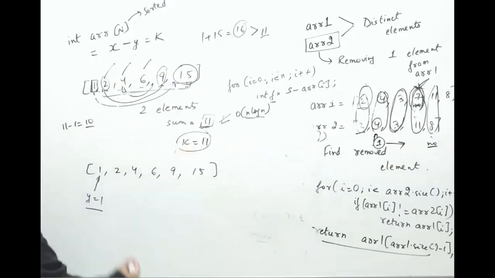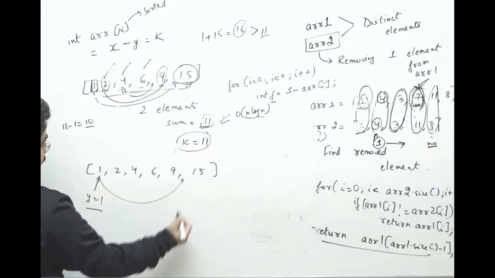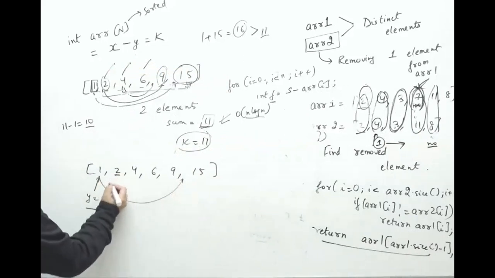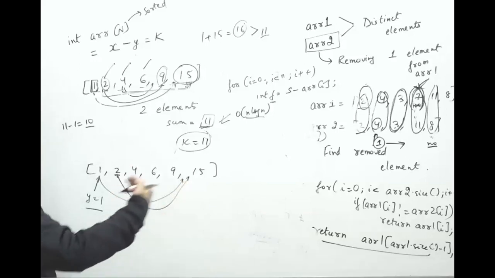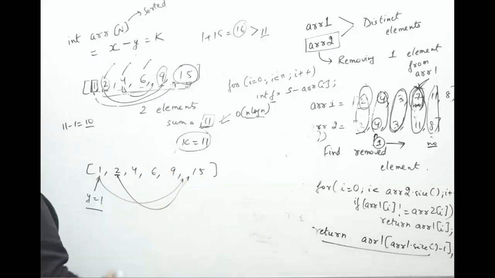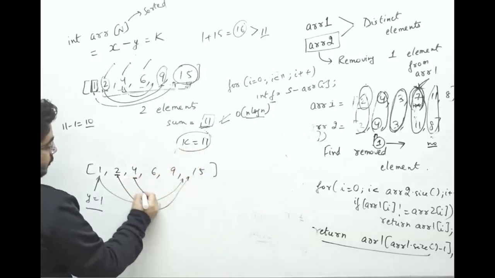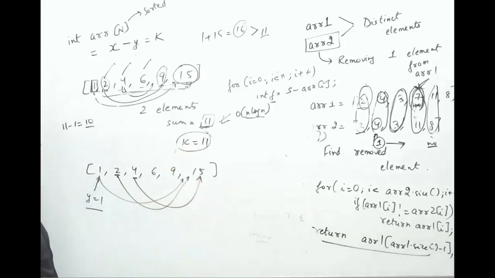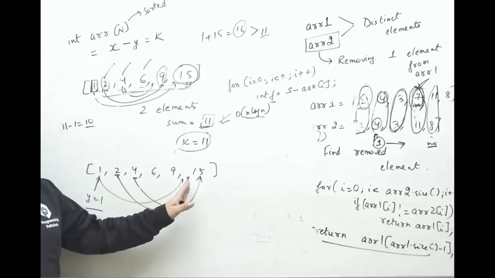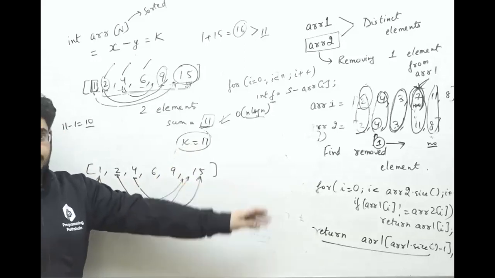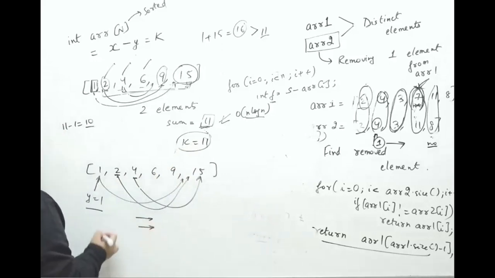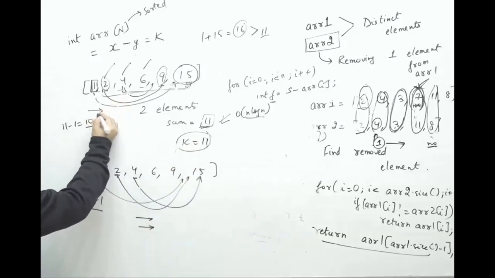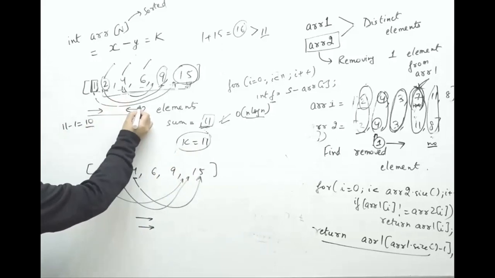So where will I find 12? Somewhere here. Let's look at 2. 11 plus 2 is 13. It will be ahead of 12. 11 plus 4, 15. So this indicates when this moves forward, its pair also moves forward. So these are two pointers which are moving in the same direction. Here the two pointers were moving in the opposite direction.